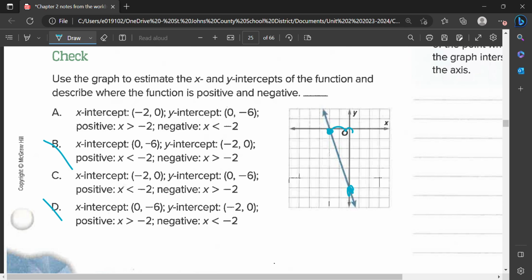So now we need to check. So when x is less than negative 2, so all these values over here, it's going to be positive. So that inequality symbol always wants to eat the bigger thing. It always wants to eat the bigger number, okay? So when negative 2 is bigger than x, it's going to be positive.